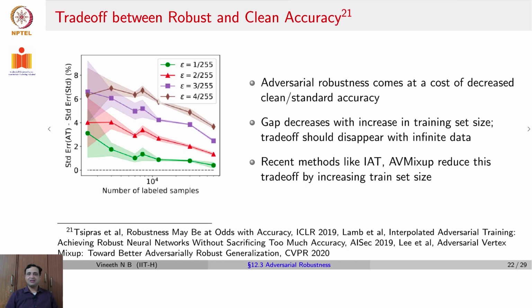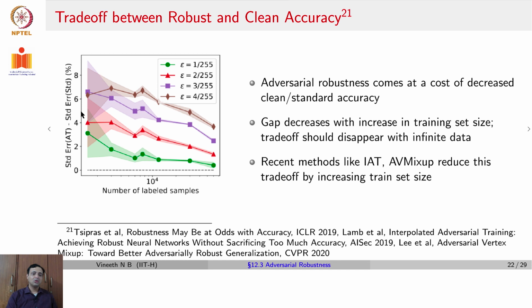An important takeaway from the entire studies around adversarial robustness is that one has to deal with a trade-off between robust and clean accuracy. Unfortunately, adversarial robustness comes at a cost of decreased clean or standard accuracy.